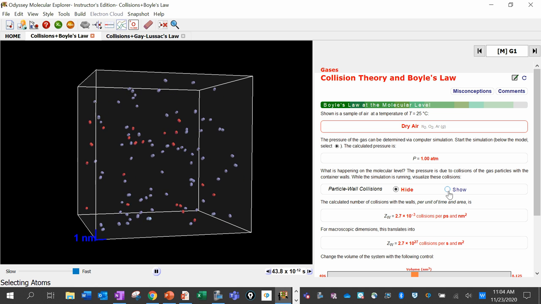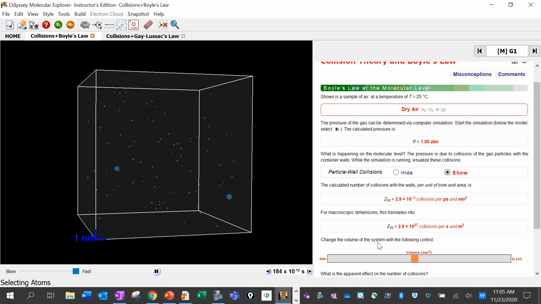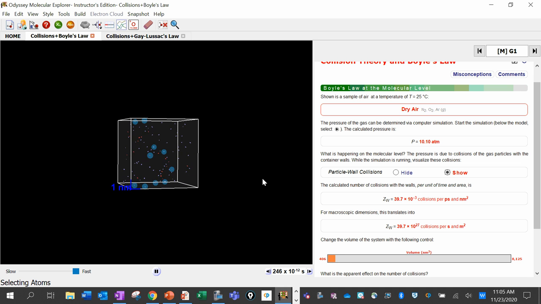If we want to, we can click show, and this will show every time a particle collides with the wall. And that's important because that's what causes pressure, is those collisions, right? So that's kind of useful. And you notice how there's a toggle here. So what we can do is we can decrease the volume. And now look at that. We see a lot more of these green things lighting up. So we have a lot more collisions happening.